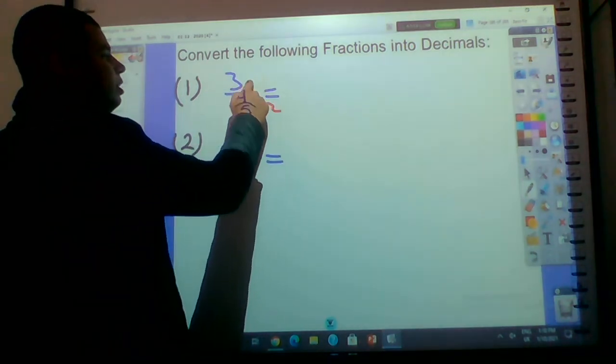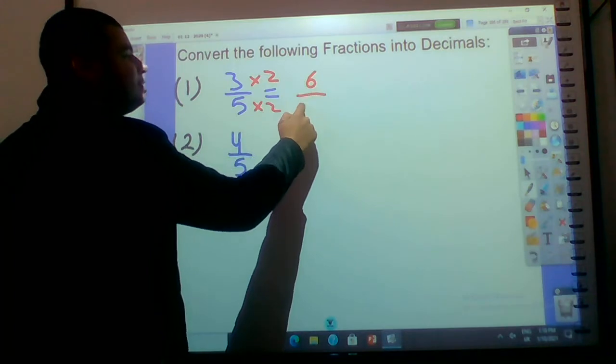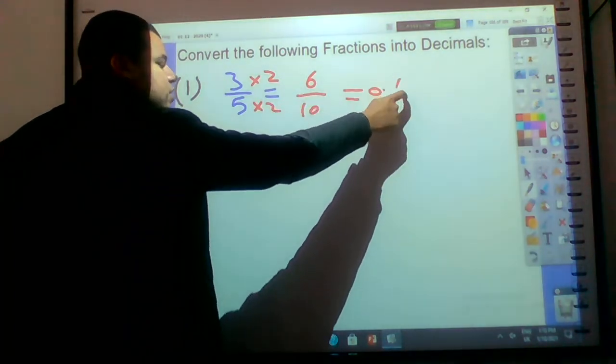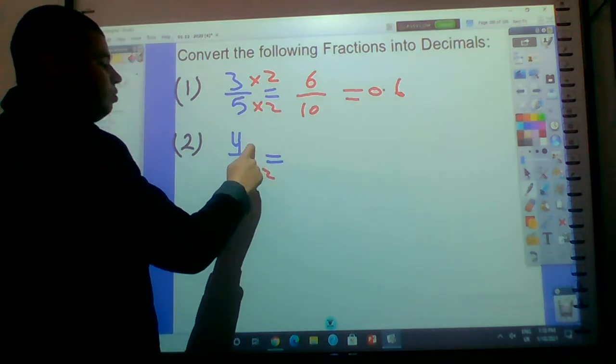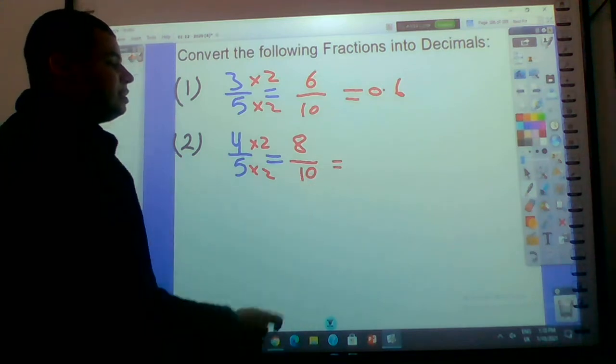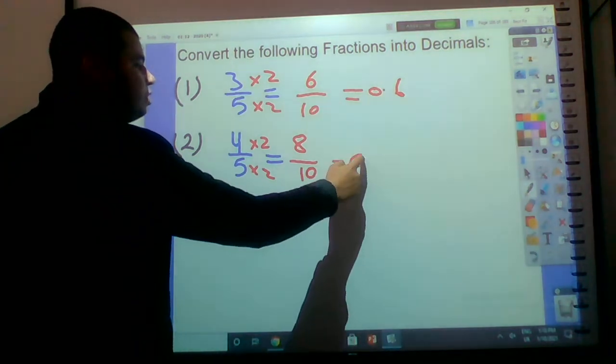Multiplying this by 2, multiplying this by 2, 6 over 10. 6 tenths, which is 0.6. Multiplying this by 2, multiplying this by 2, 8 over 10, which is 8 tenths, 0.8.